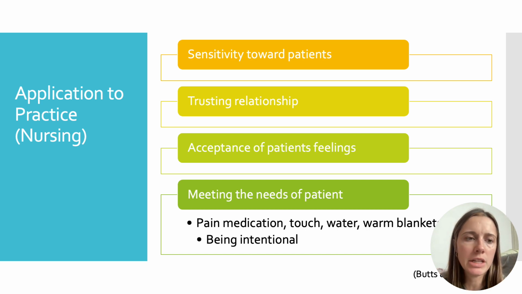We can also have a trusting relationship with our patients, letting them know that they're not just a number, that we're there, we're caring for them, we want the best outcome. We also want to accept the patient's feelings, even if it's something that we don't agree on, even if we think that they're being overdramatic or underdramatic or taking this too seriously or not seriously at all. We're going to accept the feelings as they are. And then we also want to make sure we meet the needs of the patient.